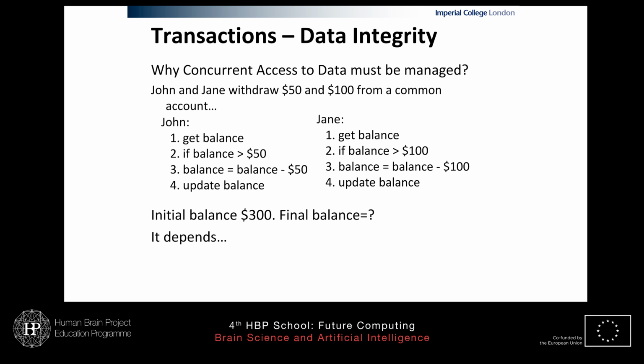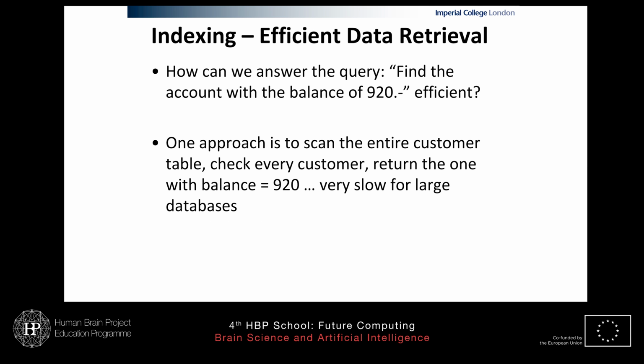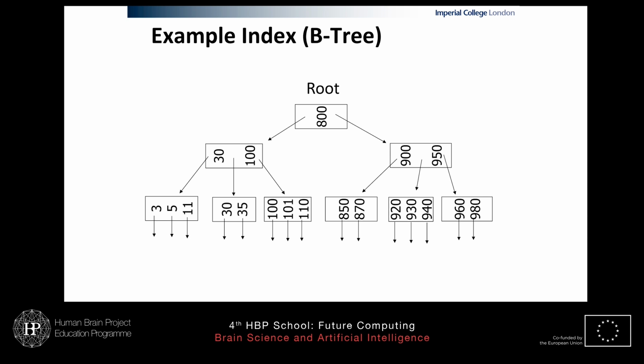Another important construct in databases is indexing, or the efficient retrieval of data, right? If we want to find one account with a balance of 920, what can we do? We can go through the entire table of accounts, or entire table of customers, which may be very slow if you have a large table, a large database. Or what we can also do is use auxiliary data structures like indexes, right?